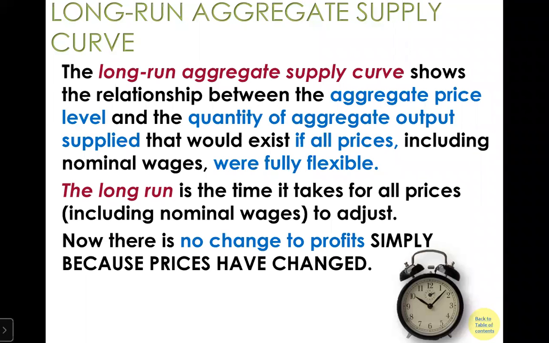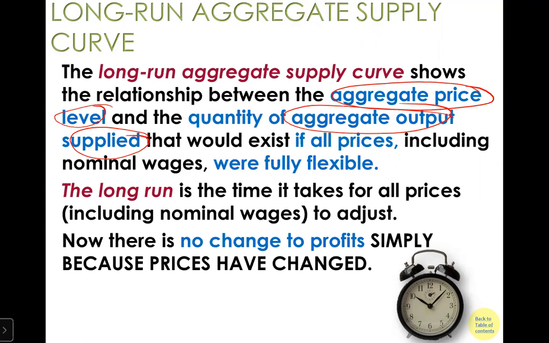Okay, so now let's continue our discussion. We have just looked at the behavior of the aggregate supply curve in the short run. Now we are ready to look at what happens in the long run. This long-run aggregate supply curve will show the relationship between price and the quantity of output supplied.